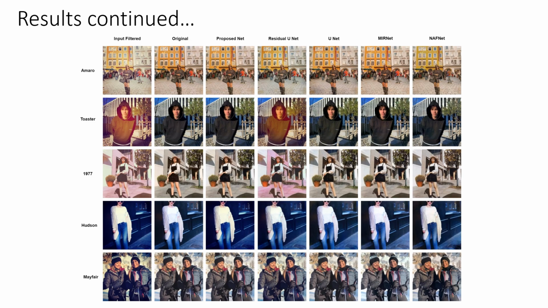So this is the qualitative comparison. This is the comparison of the results of the proposed network as well as the existing state-of-the-art denoising networks, for example, MIRNet and NAFNet. And we also compared our result with simple residual UNet and plain U-Net, and it is clearly evident from the results that in terms of color, contrast, smoothness, the proposed net is performing better than the others.